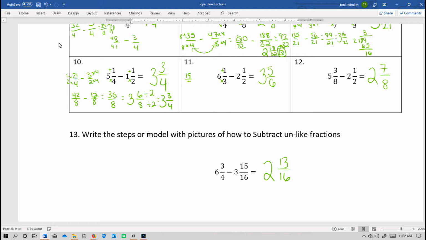Let's make our mixed numbers. We should know how to do this by now. That's why I'm going so fast. But if you need a refresher, let me know. I have a video on how to do this on my YouTube channel. All right, I'm going to multiply, and that's going to give me 6.